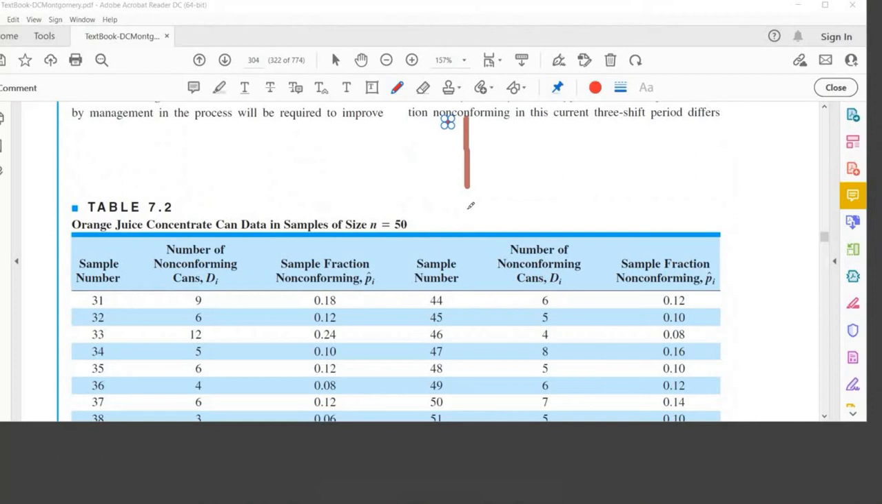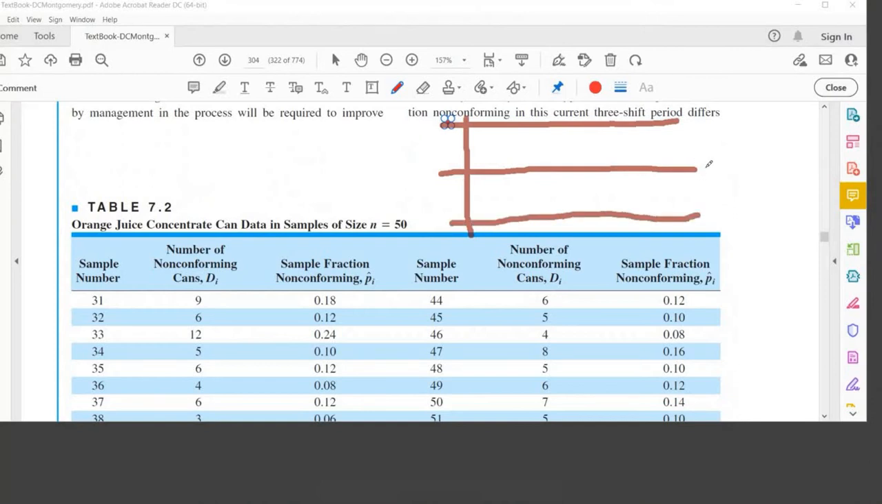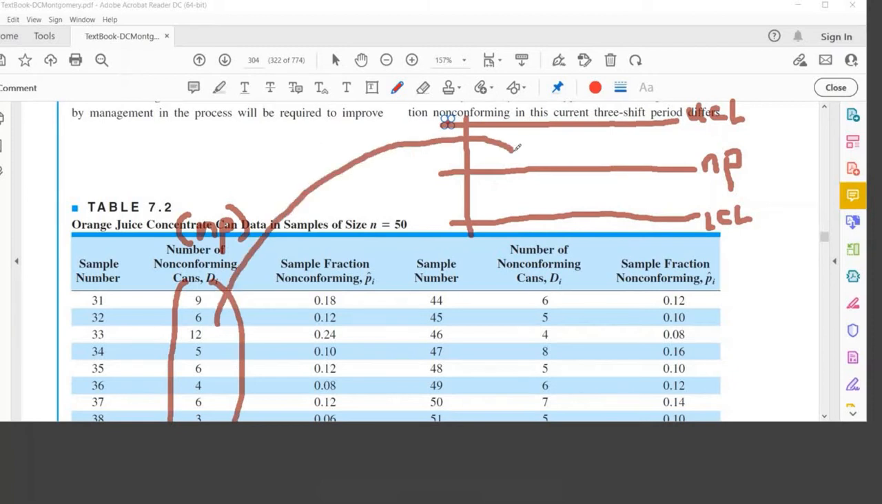Let's say you have developed the control limits. The center line here will be np, then the upper control limit for np and the lower control limit. So what are you plotting? We plot these values, the number of non-conforming, which in this case they call D. So actually this is np, the same thing. You will be plotting all these values on the chart.